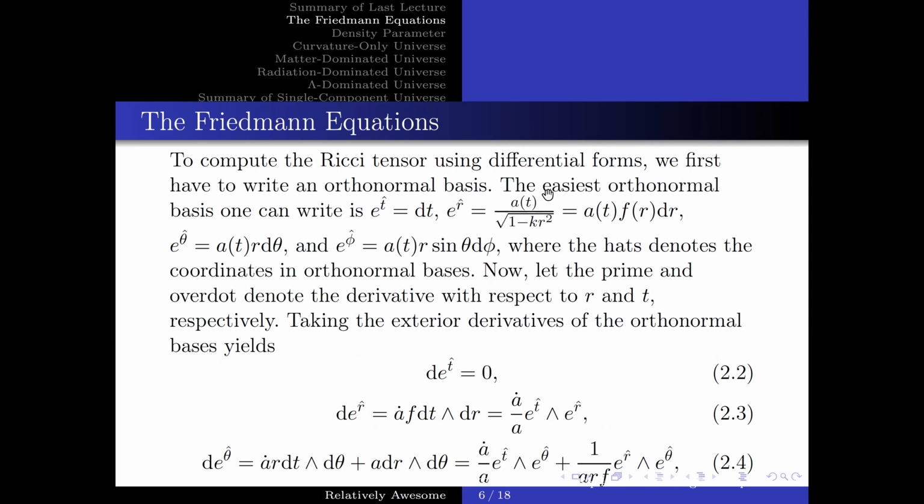To compute the Ricci tensor using differential forms, we first have to write the orthonormal bases. And the easiest orthonormal bases are as follows, where the hats denote the coordinate in orthonormal bases. Now, let the prime and overdot denote the derivative with respect to r and t respectively. Furthermore, taking the exterior derivative of the orthonormal bases yields the following.